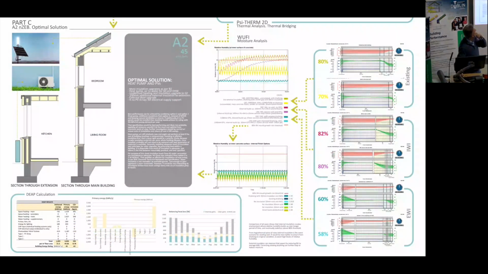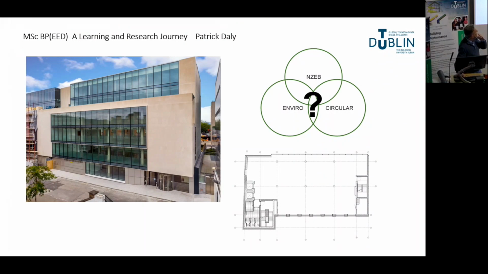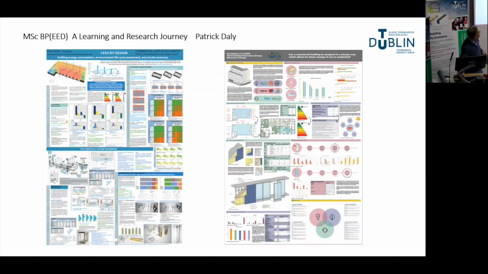It is excellent work the students are producing. And then in year 2, as you've seen, case study, energy, environmental circularity, how do we make this more circular? Students are proposing temporary works for the building works that remain in place and can then be taken down. All sorts of concepts are being proposed.